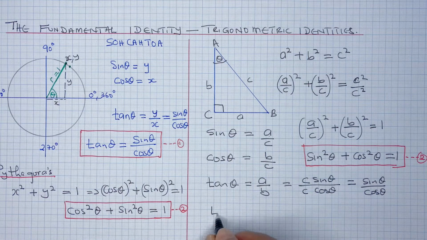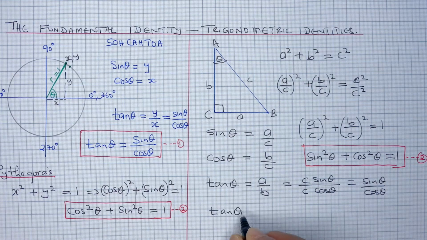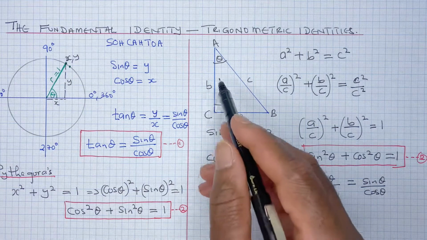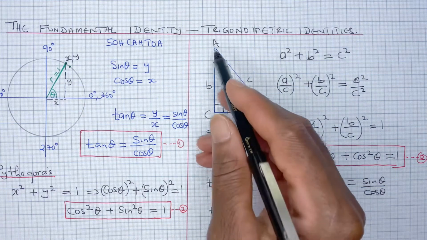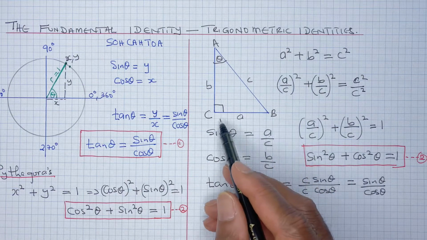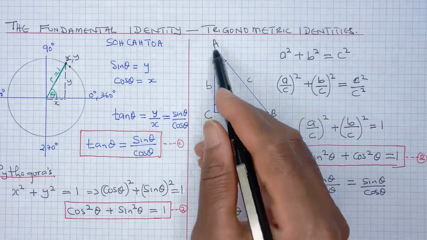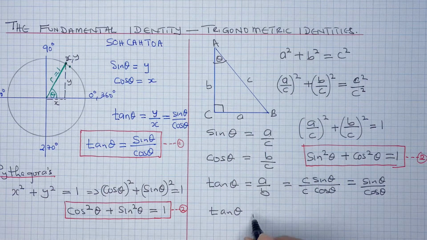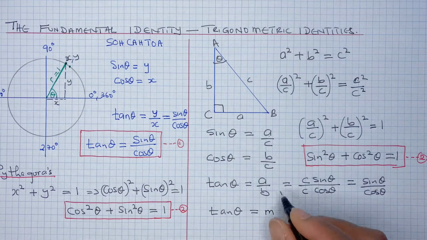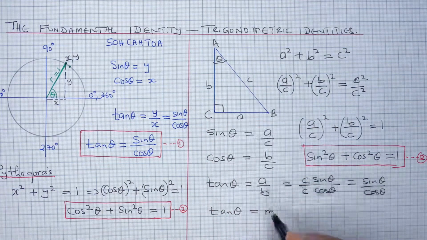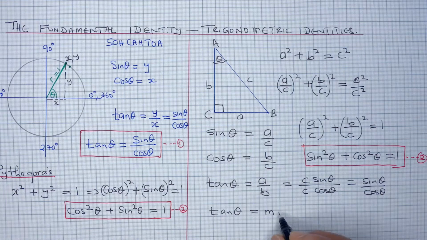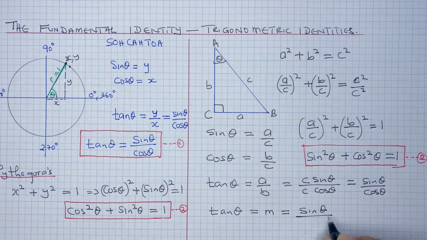So tan theta, which is the gradient of this line really, that's what it's saying, because it's that height over that length. That's the gradient of this line. So tan theta, if you know about gradient, it's actually equal to m, because that's what that is when you're finding the gradient of a line. It's actually the tangent of that line. And that equals sine theta over cos theta.